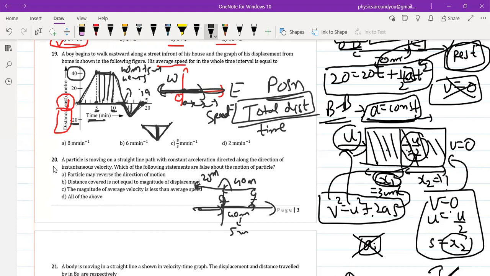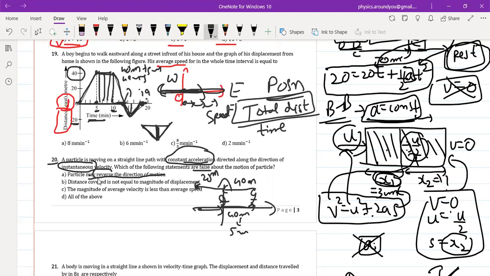Question number 20. A particle moving in a straight line with constant acceleration, directed along the direction of instantaneous velocity. Which of the following statements are false? Trigger word, false. Don't find the correct option, find the wrong option. A particle may reverse the direction of the motion. Yes. Okay. It shall reverse the direction, shall it or shall it not is the question.